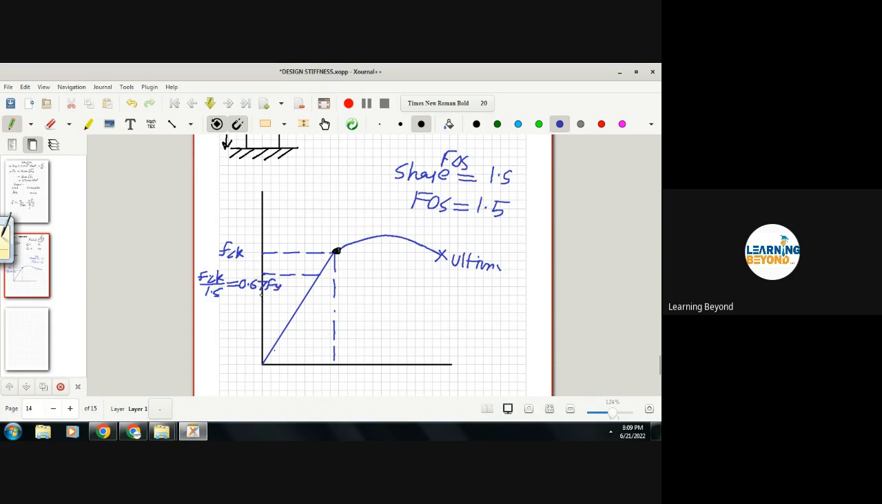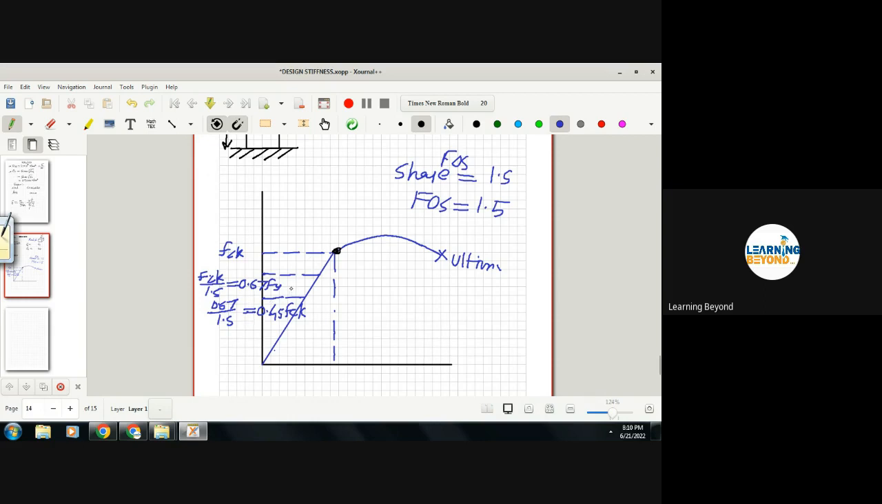This is for shape, and additionally we want a factor of safety for design. So it will again come down here. So I will divide 0.67 FCK by again 1.5. So 0.67 FCK divided by 1.5, kitna aega ye? 0.45 FCK. So it will be 0.45 FCK. Okay. So this is the value we take for design purposes. So if you want to design concrete for compression, then you can use this formula.